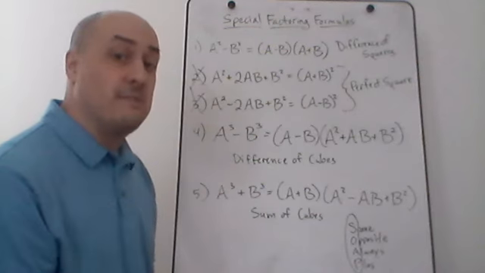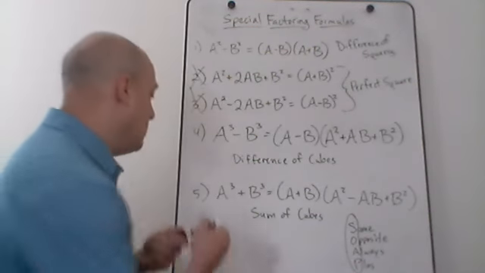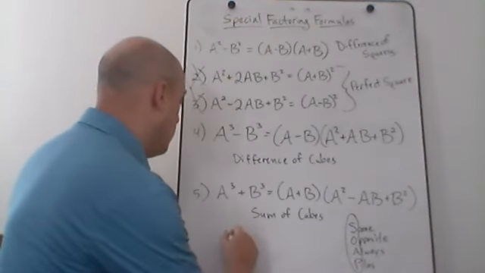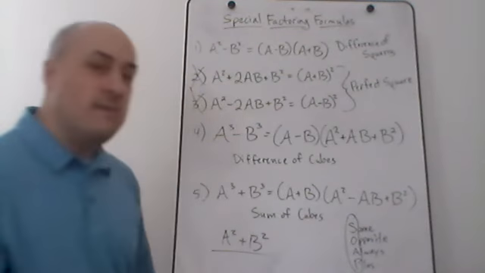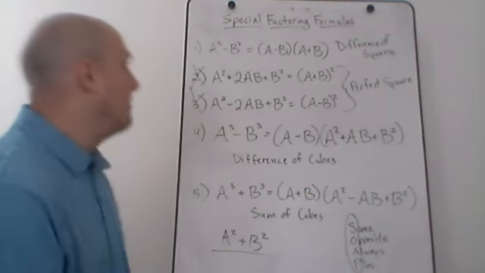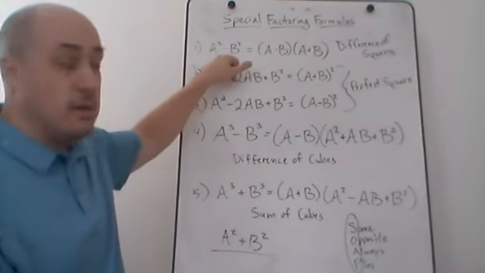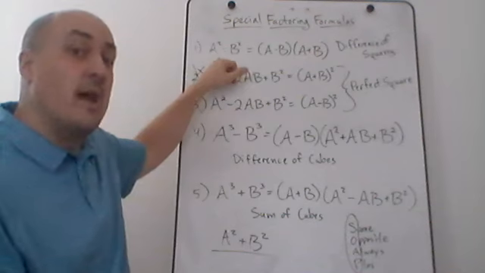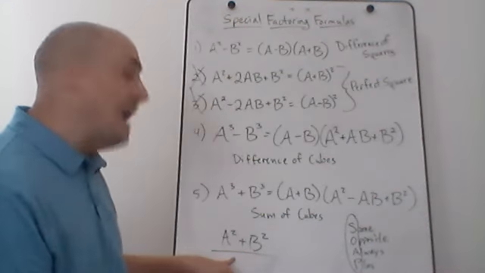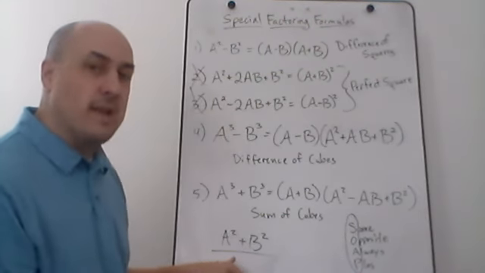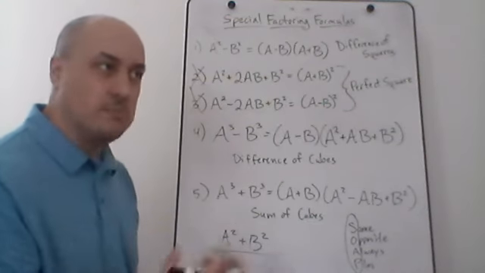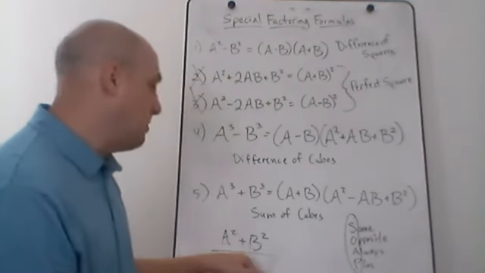Notice there's not a formula for the sum of squares. A sum of squares would be something like a squared plus b squared. For example, what I said before, x squared minus 4 would be a difference of squares, and you can factor that. If you had x squared plus 4, that cannot be factored. There's no way to write x squared plus 4 as two things multiplied together. They're going to give you x squared plus 4.